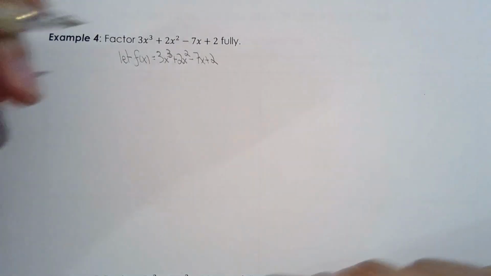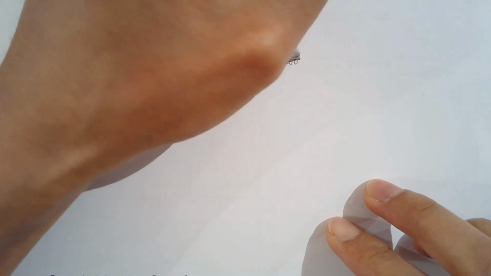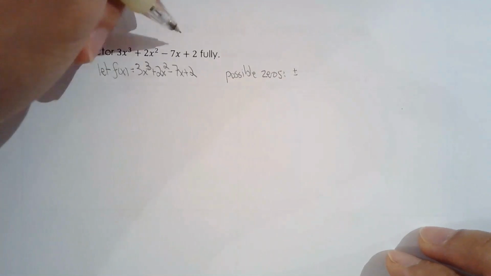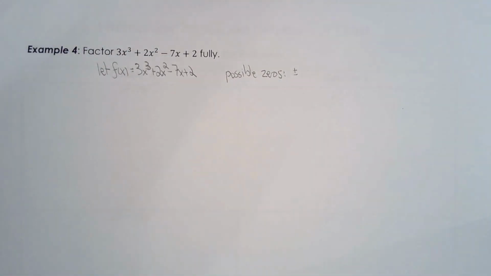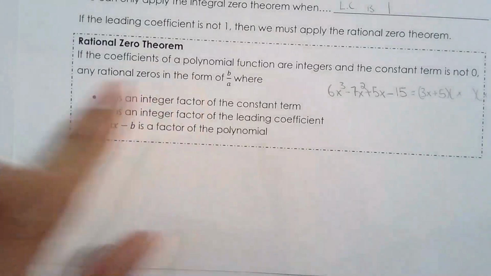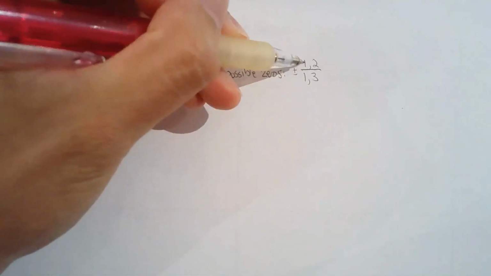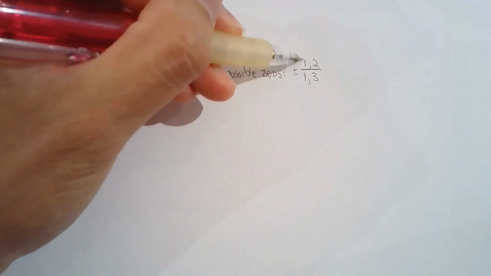All right, so I'm going to write the possible zeros. I don't expect you to do this all the time, but since we're just starting off, I'm just going to identify the possible numbers I can guess. So the possible zeros will be plus minus b over a. Let me just show you one more time. b are the factors of the constant term and a are the factors of your leading coefficient. So that'll be 1 and 2 and 1 and 3. So we have 1 over 1, 1 over 3, 2 over 1, 2 over 3. So we have plus minus 1, plus minus 1/3, plus minus 2, plus minus 2/3.